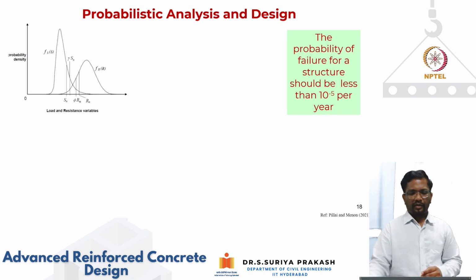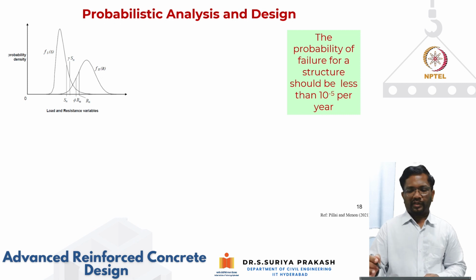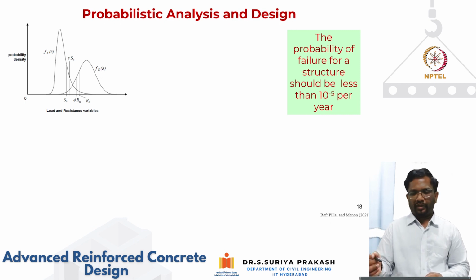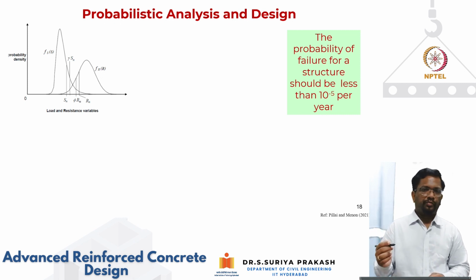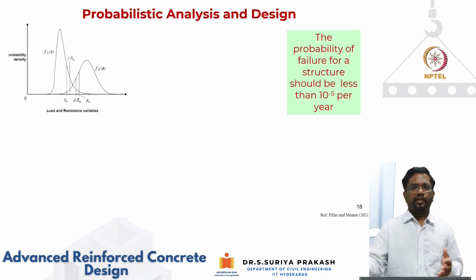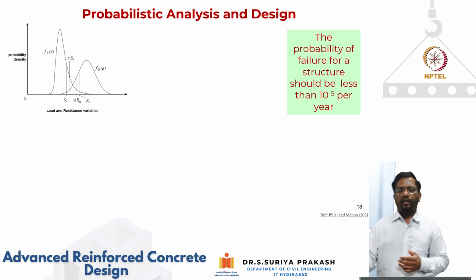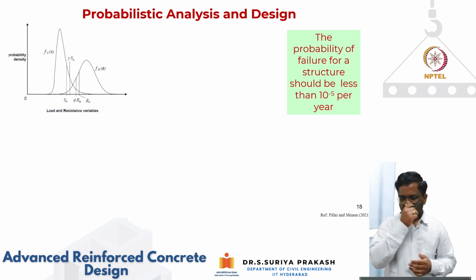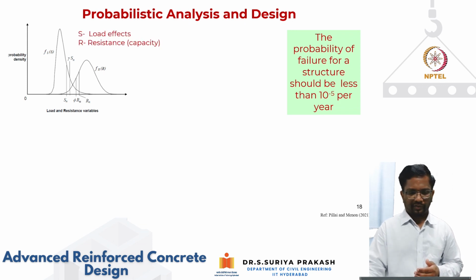Okay, now let's look at the probabilistic analysis and design. For a structural element, the probability of failure should usually be kept less than 10 to the power of minus 5 per year. If you're designing for 50 years or 100 years, you multiply that by 50 or 100 times 10 to the power of minus 5. So that should be the probability of failure that we need to take.